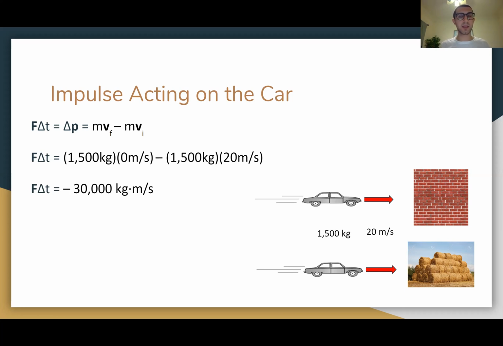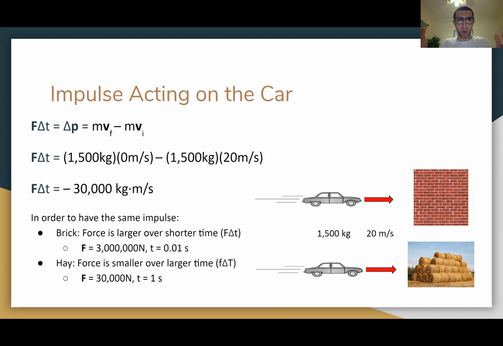Now, because the change in momentum is the same for these two cars, something has to be different about them. Either the force has to be different or the time has to be different. For the brick wall, the force is larger over a shorter amount of time. When you crash into a brick wall, it's over in a split second, like a 100th of a second. So the force applied is 3 million newtons.